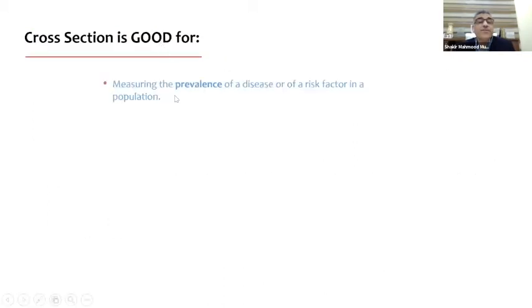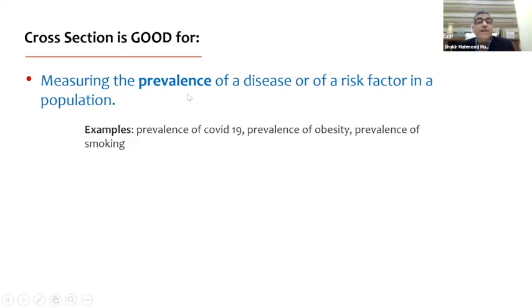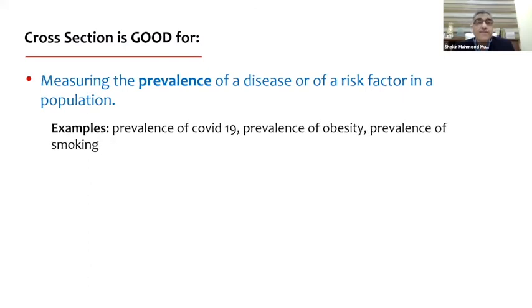Cross-sectional is very good to define prevalence. Examples: prevalence of COVID-19, prevalence of obesity in the community or in part of the community, for example young people or children of primary school, prevalence of smoking, prevalence of anemia among women, pregnant women. All these are very important because knowing something about the prevalence of any condition or risk factor may enable the policymakers to put a campaign to overcome it.